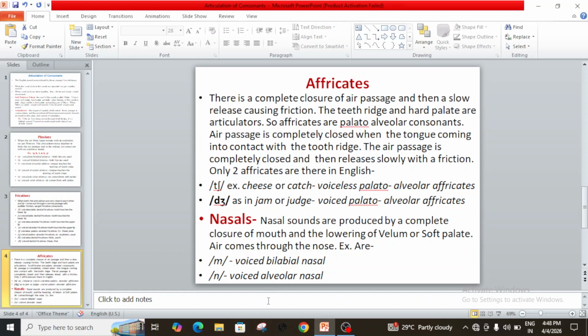And N, in the case of N, it's also a voiced sound, and when we say N, our tongue is touching the teeth ridge and our mouth is completely closed and the air comes through the nose. So here the tooth ridge and nose are used. So it's an alveolar nasal sound. Thank you.